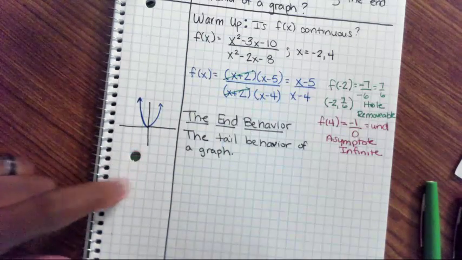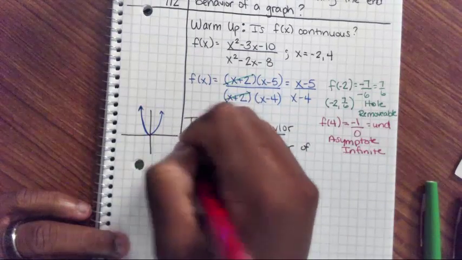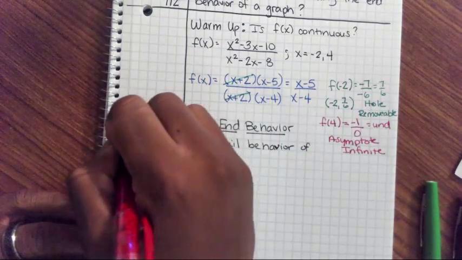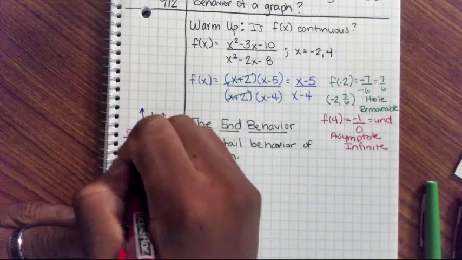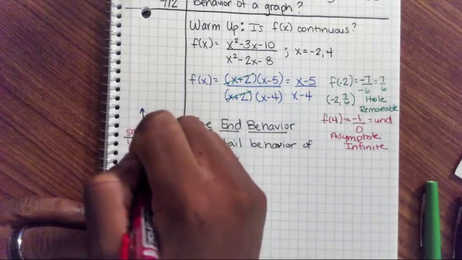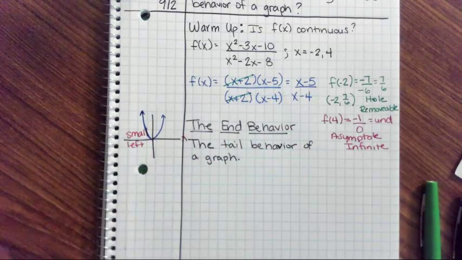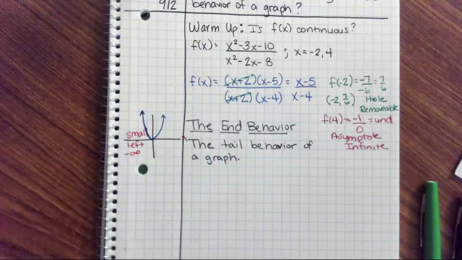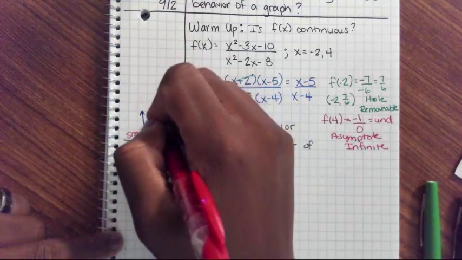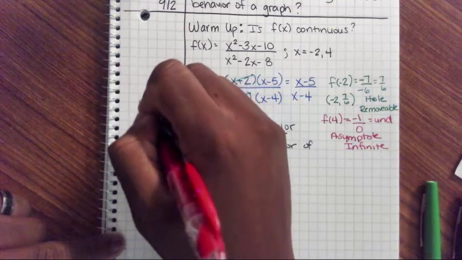As your x values get really small, here's what I'm interested in. I want to know what happens as x values get really small. They're really small on this side, so here's the small side, the left side of the graph, right? As the x values get really small, what number represents really small? As the x values go to negative infinity, I want to know what is happening to the y values, or what is happening to the function f of x right here.